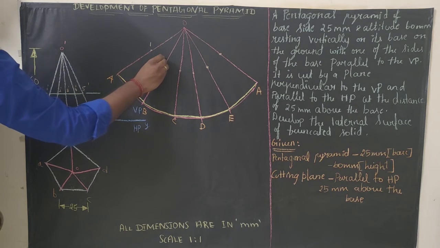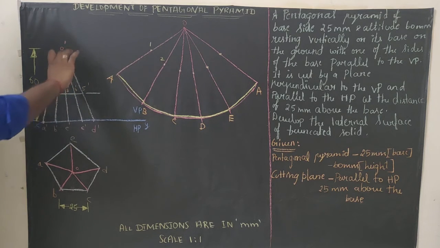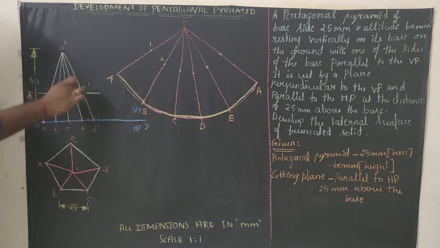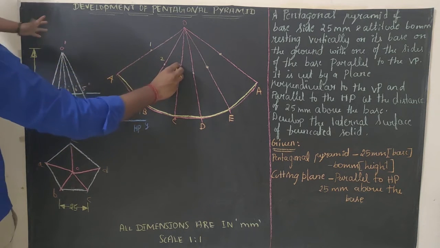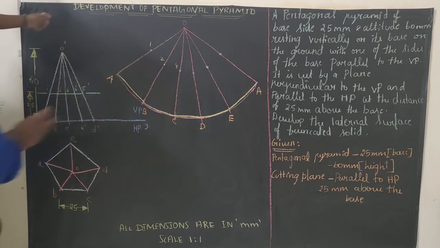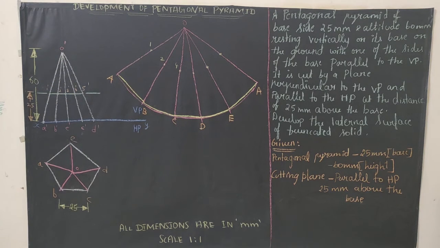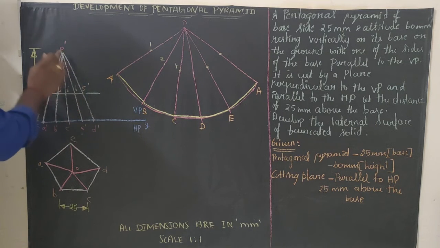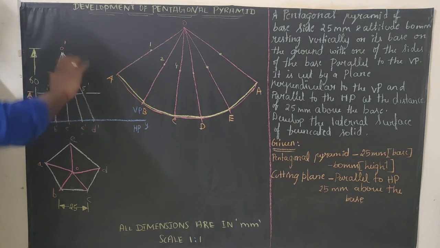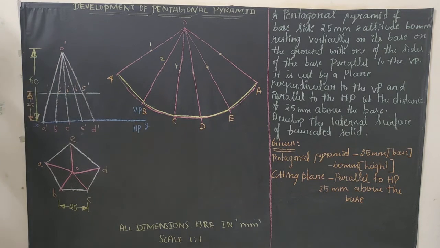Okay, 2. Measure from O dash to C dash, which is between O dash and 4 dash. Measure from O dash to 4 dash. So in C you need to measure and mark it as 4. Next point is between O and D. Okay, so 5 dash is between O dash and D dash. So you need to measure from.